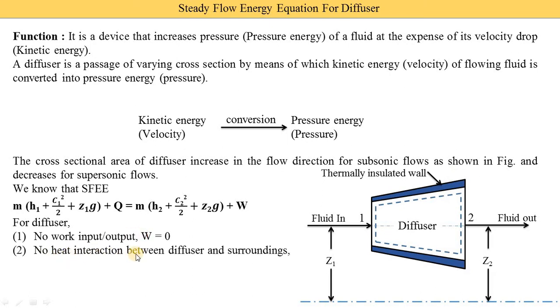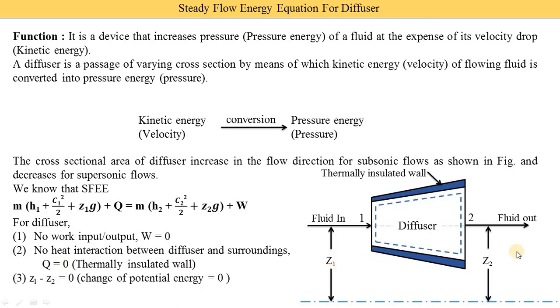There is no heat interaction between the diffuser and the surroundings because it is a thermally insulated wall. That means Q is equal to 0. And the third is Z1 and Z2 are equal, meaning Z1 minus Z2 is considered 0 because the change in potential energy is 0. Okay, in every case it is not necessary that Z1 and Z2 are the same. Suppose in some component or system the diffusers are installed inclined, then the Z1 and Z2 values are different.